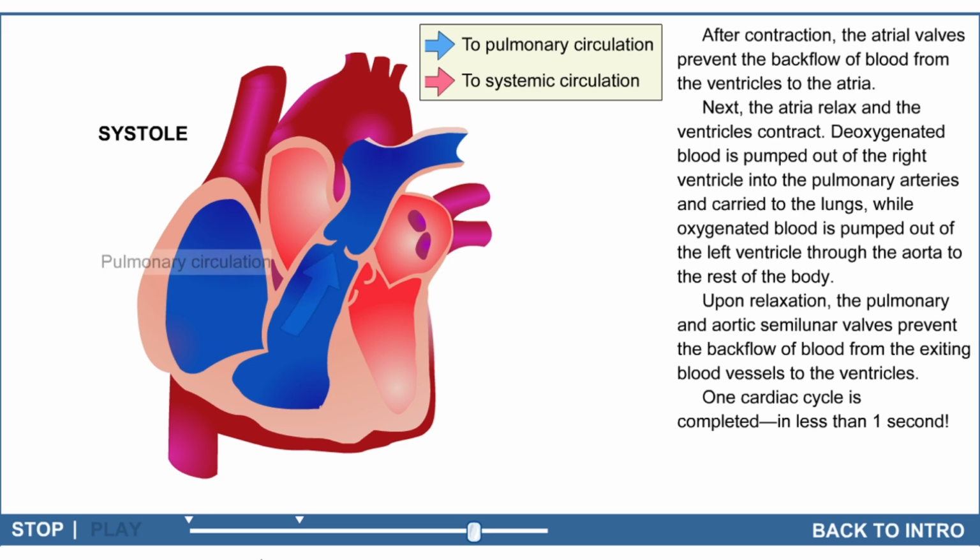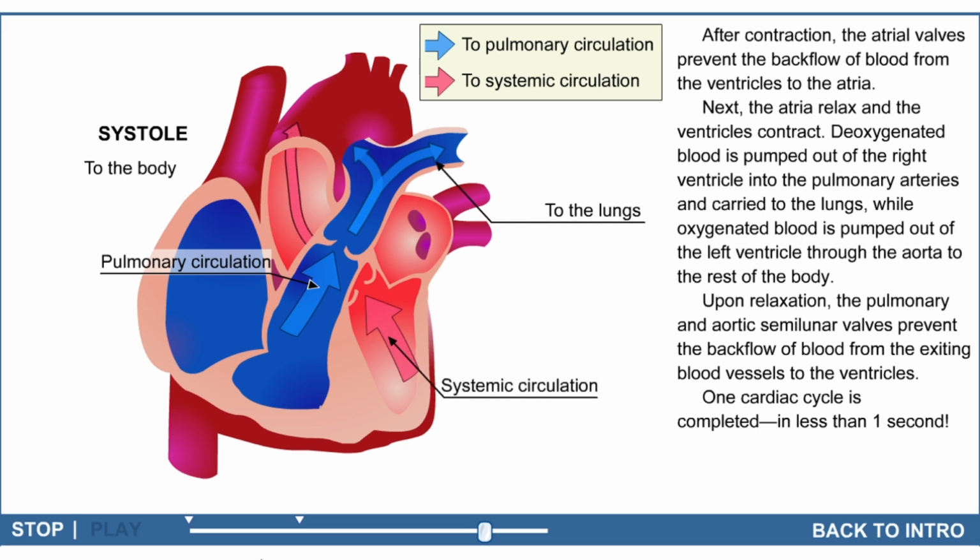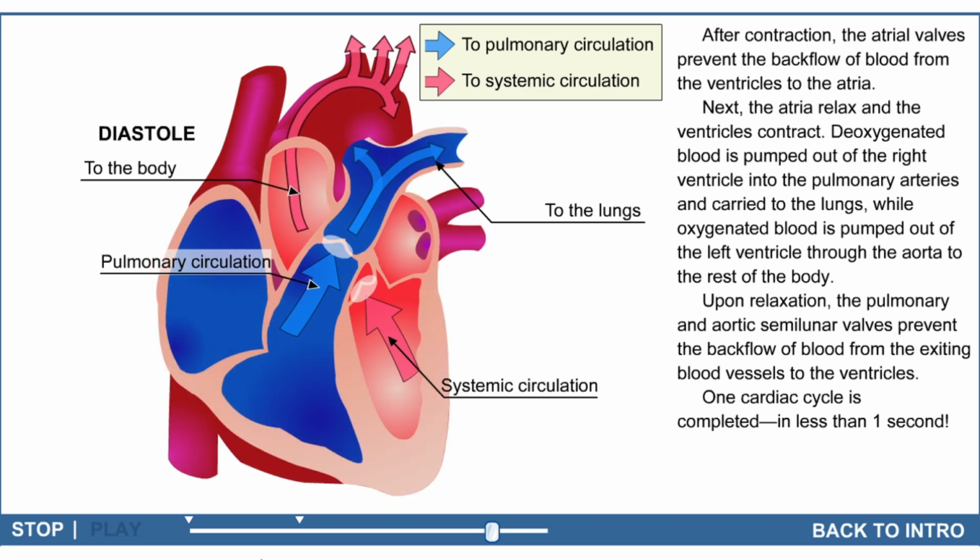Deoxygenated blood is pumped out of the right ventricle into the pulmonary arteries and carried to the lungs, while oxygenated blood is pumped out of the left ventricle through the aorta to the rest of the body. Upon relaxation, the pulmonary and aortic semilunar valves prevent the backflow of blood from the exiting blood vessels to the ventricles.